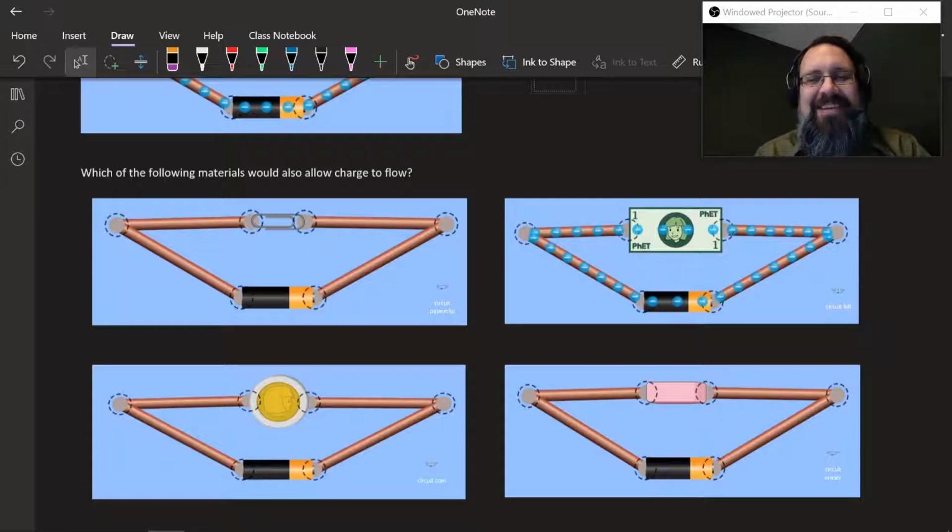I'm not trying to trick you guys here. I just noticed that I accidentally left the charges on display here. I didn't mean to do that. Sorry about that. All right, I want someone to say one where they think the charge will flow.